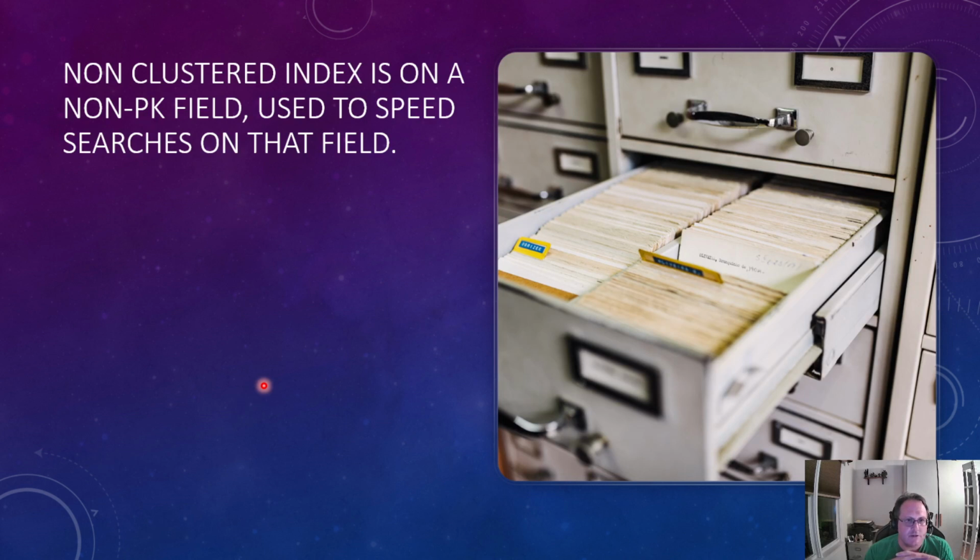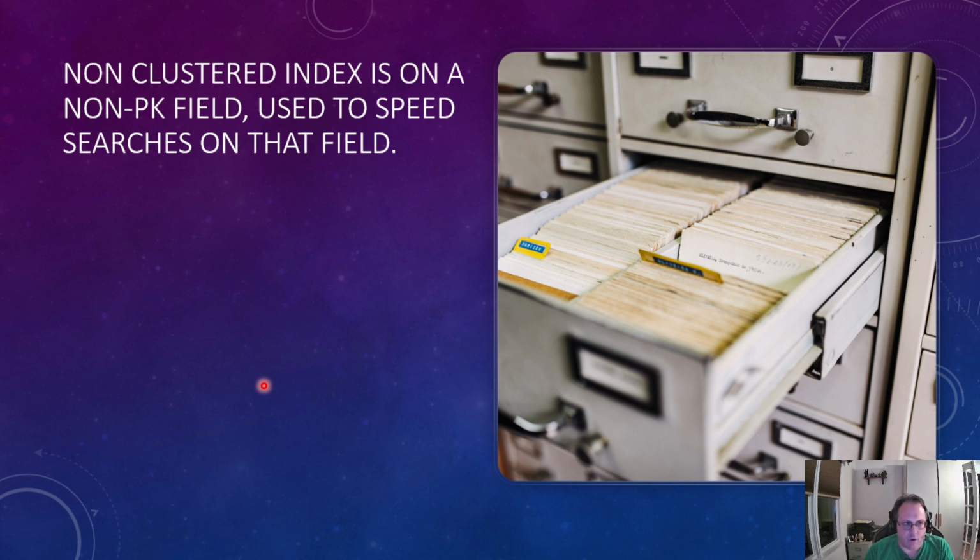A non-clustered index is your normal index. This is on some non-primary key and it's used to speed searches on that field. Now, this is a picture of a card catalog. Everybody listening to me probably doesn't remember what a card catalog was, but what we used it for was to find books at a library. I remember going down to the Carnegie Library down in the west end of Pittsburgh, and it had approximately 10,000 books, give or take a few. Now, let's suppose I was looking for a book on astronomy.